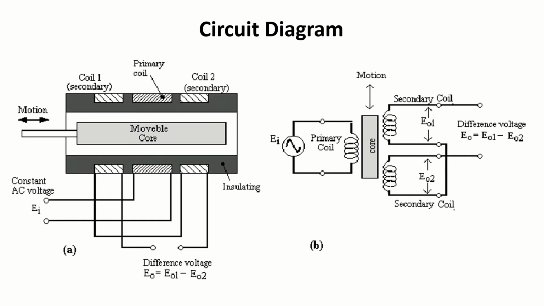So shown over here are the schematics of the LVDT on the left-hand side and the circuit arrangement on the right side. If you look into the figure on the left-hand side, it comprises 3 coils. One is the primary, and then there are 2 identical secondary coils, coil 1 and coil 2. Each of these coils is wound over a hollow cylinder, and the 2 secondary coils are connected together in phase opposition.